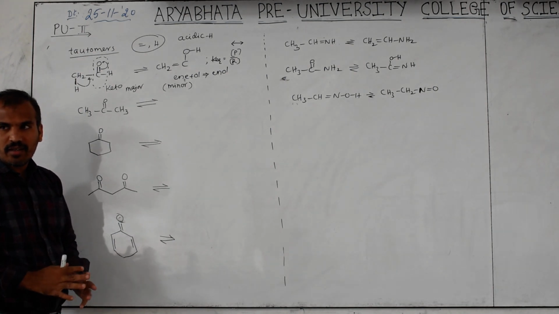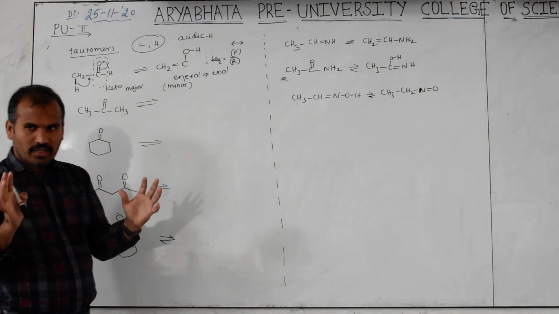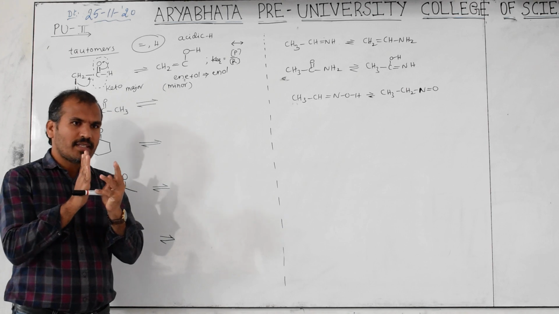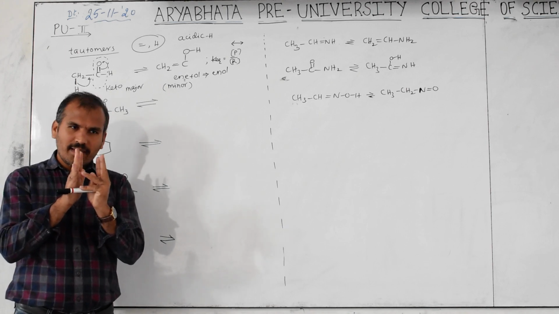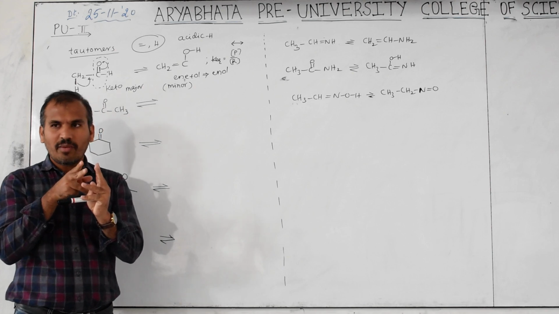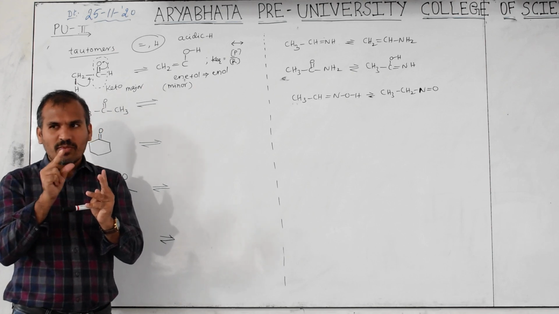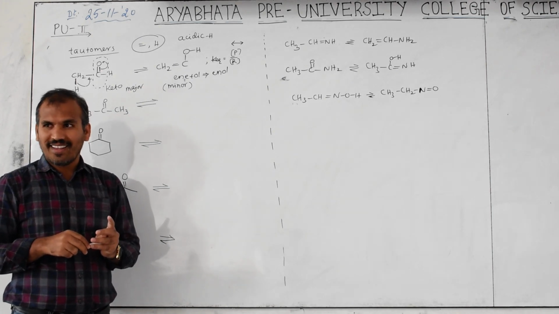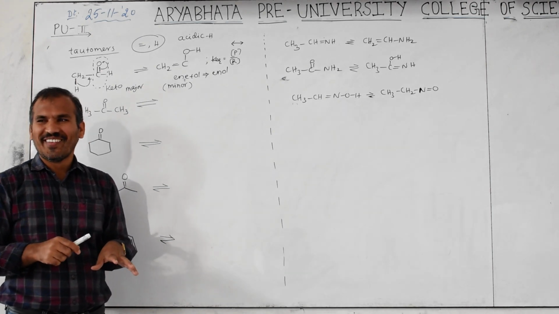How to decide? Larger size is there, it will distance more. Smaller size is there, distance less. Distance less means breaking difficult. Difficult means more energy. Oxygen smaller or carbon smaller? Carbon. Huh? You are making confusion to me.